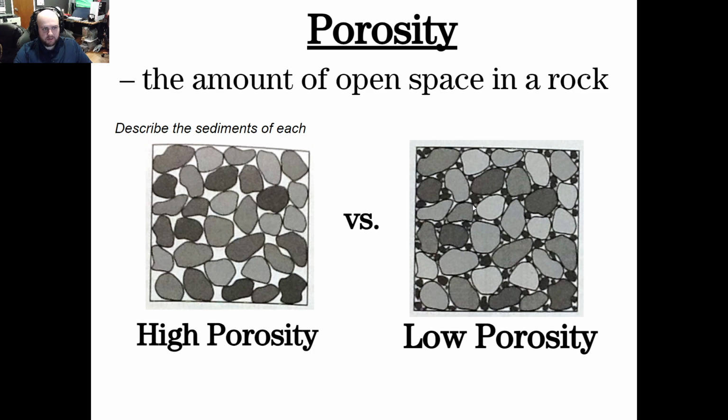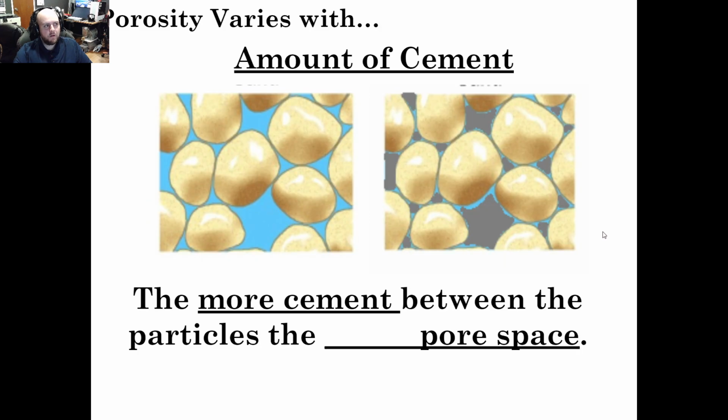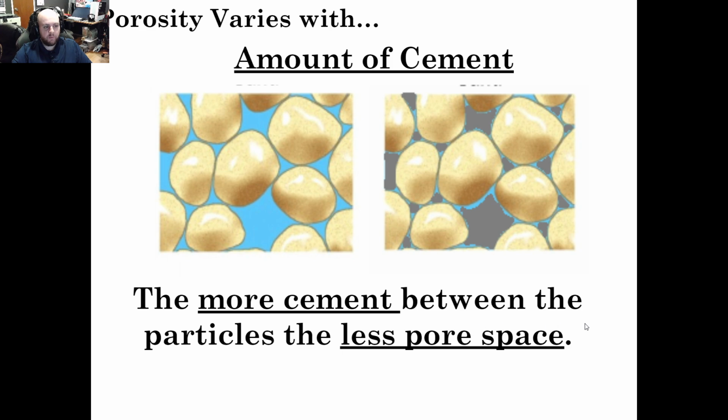There's little rocks in here that are taking up some of the smaller space, and the bigger rocks, there's nothing in here, so there's a lot more open space. Okay, so porosity can vary with a few different factors. One being the amount of cement, and the cement is the thing that is holding the sediments together. Remember from learning about rocks and minerals that one of the processes of forming a sedimentary rock is cementation, right? So it has to cement together. So the more cement between the particles, the less the pore space.